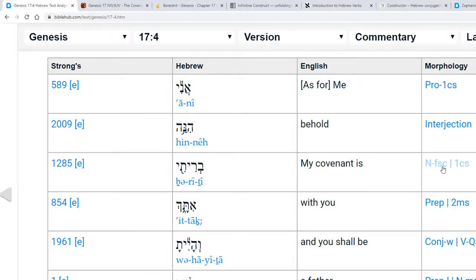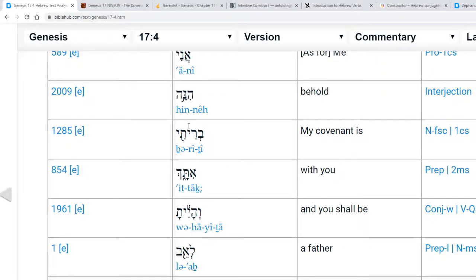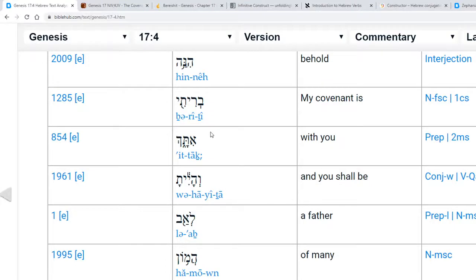So, Brit is a noun, feminine singular, in the construct form, first person common singular. My covenant, and as usual, it is written fully, milui. Brit almost always is. I'm not sure if it always is. Itach, with you. Interesting. So they're saying preposition, right? So this is itach, not otach. Second person masculine singular. Oops, that's not the vocalization here. This is second person feminine singular, and that happens sometimes in the Bible. But that is in the feminine. I'm kind of wondering if Rashi addresses that. But briti itach, my covenant is with you.